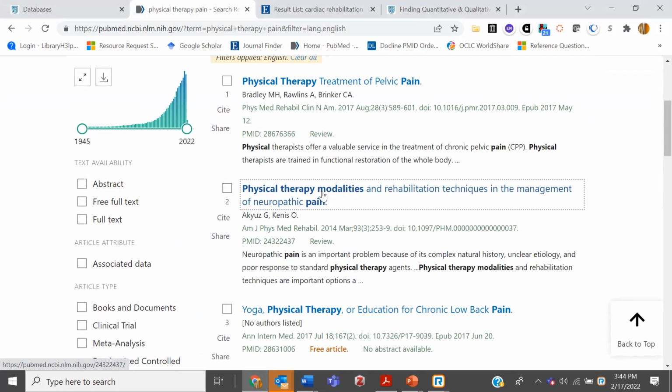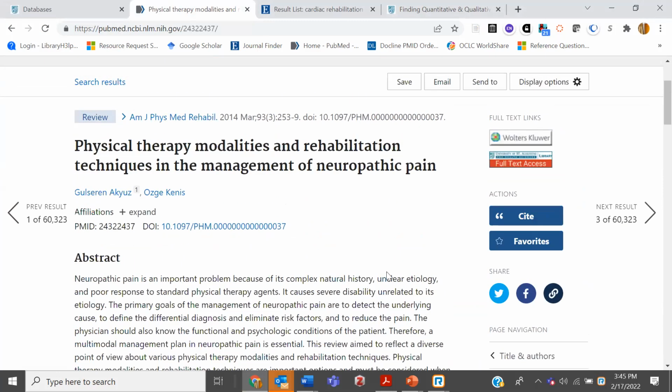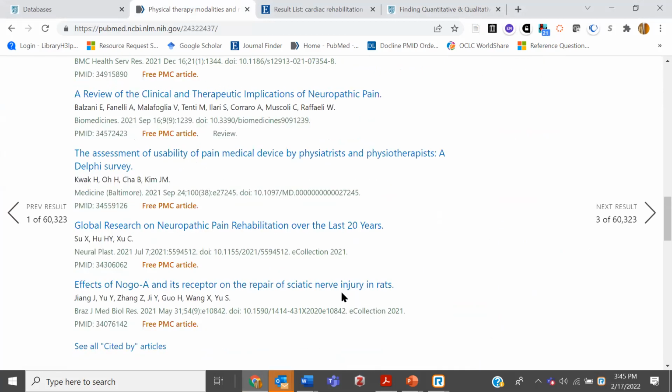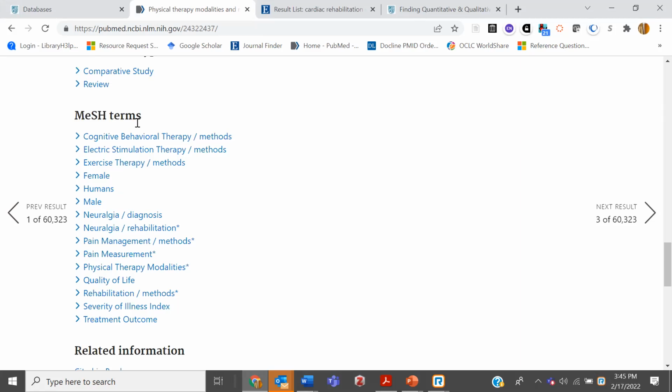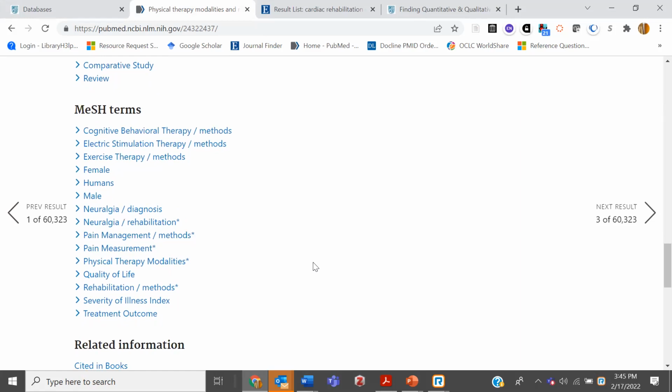But I can take any one of the articles, just like we did in Search USA or CINAHL, and look more closely at the record for that article. And you can see we've got all of our title and publication information up here. But if it's listed in PubMed, if you scroll down toward the bottom, you'll see MeSH terms. And MeSH terms stands for medical subject headings. And this is the same kind of controlled indexing term specific to the database that we were talking about before. So another way of being very specific about how the database captures and indexes that information.